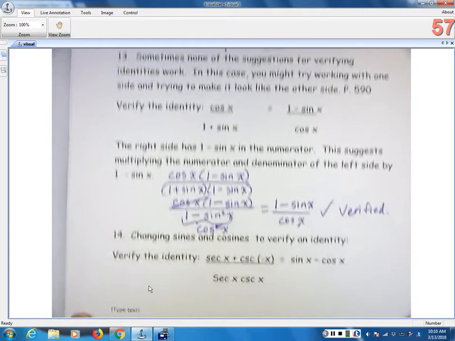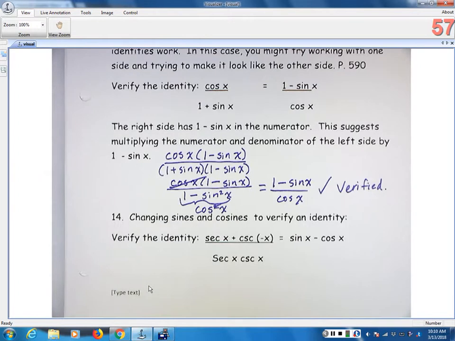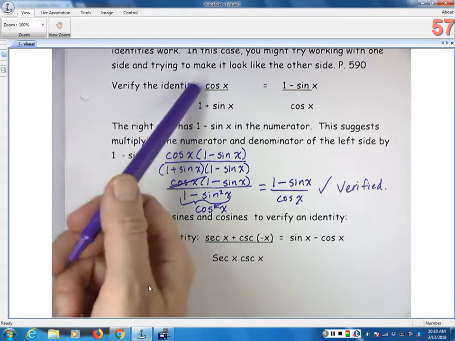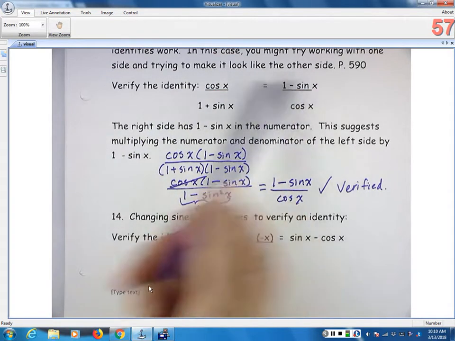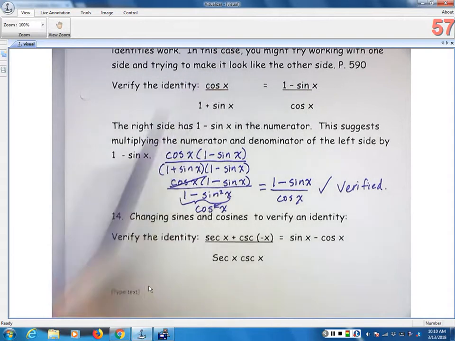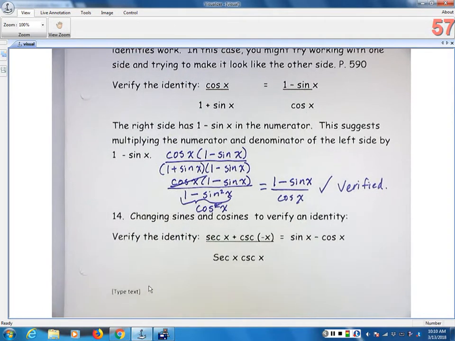So the trick is to know, let's try multiplying this side by 1 minus sine x to try to get this numerator. And then it did cancel, and that's what we got. And then we can change sines and cosines to verify an identity.